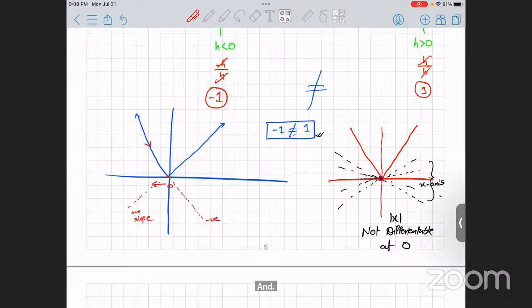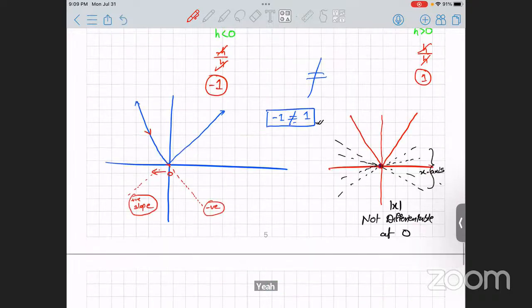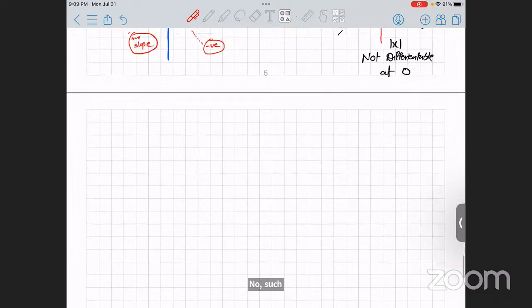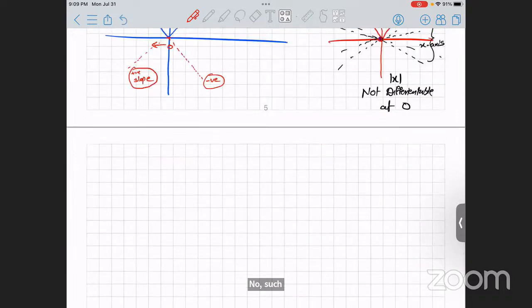Clear till now? Everyone got the idea? Does anyone have a doubt about negative slope or positive slope? No, sir. Clear, sir. Can we move on to the next question? Yes, sir. I want to check your understanding.